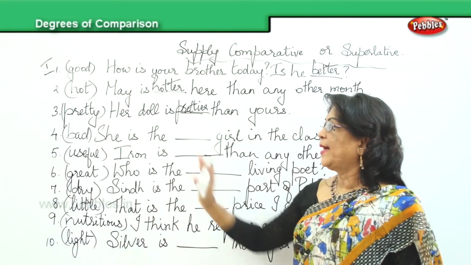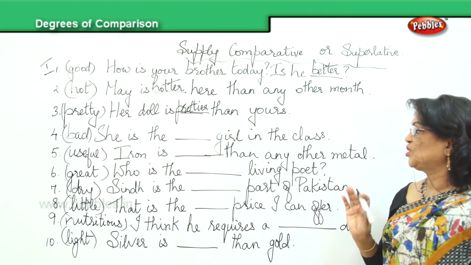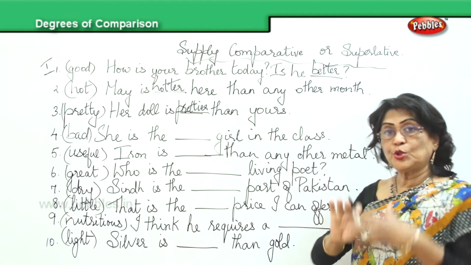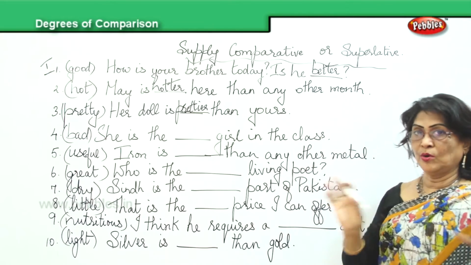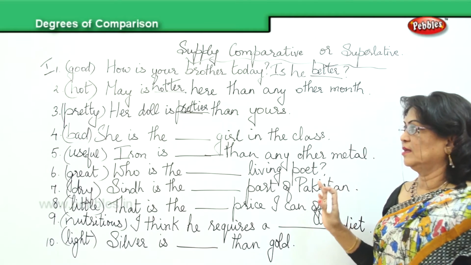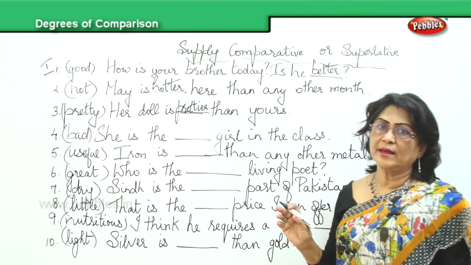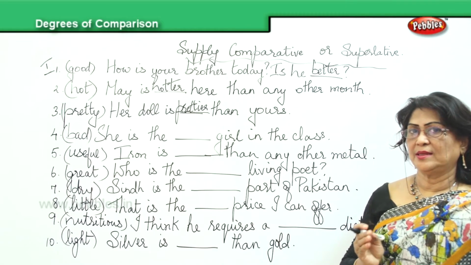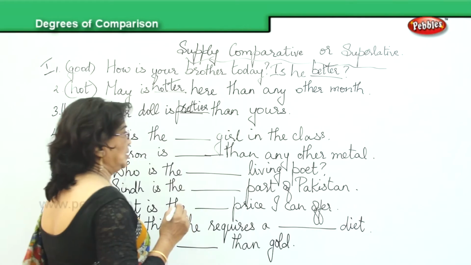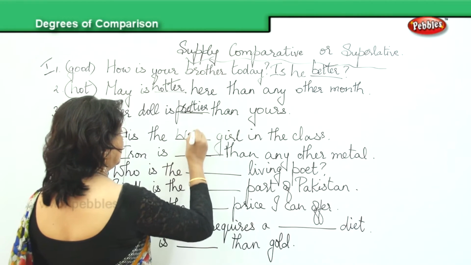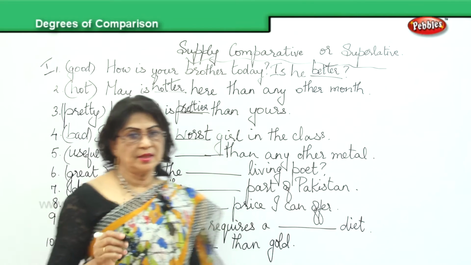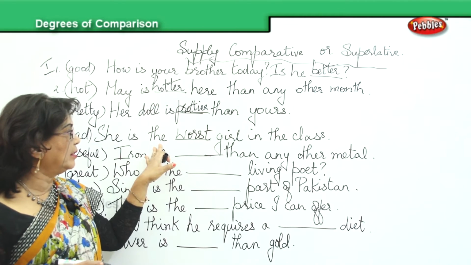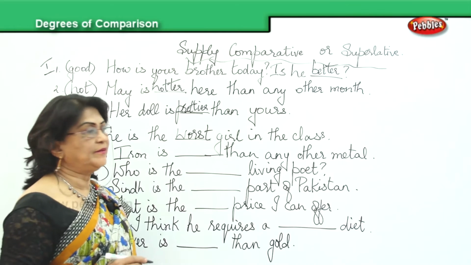Next one. Bad. She is the dash girl in the class. Now bad, in the whole class. So you have to use the superlative degree. It's not one or two, but more. Will you say badder and baddest? No. Bad, worse, worst. She is the worst girl in the class. Always this is a clue. When you have a the, it will be followed by a superlative degree.